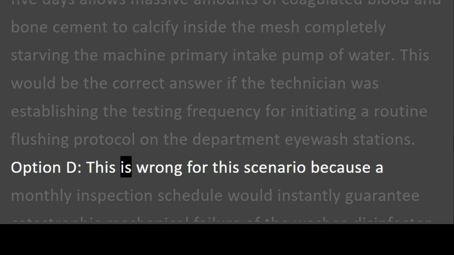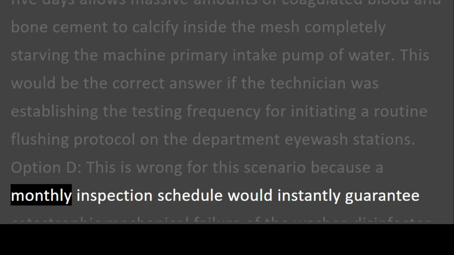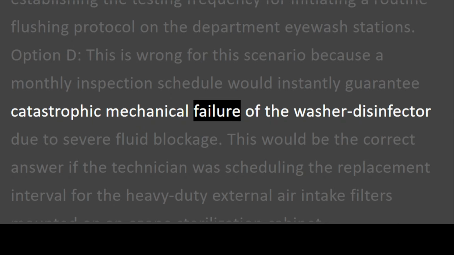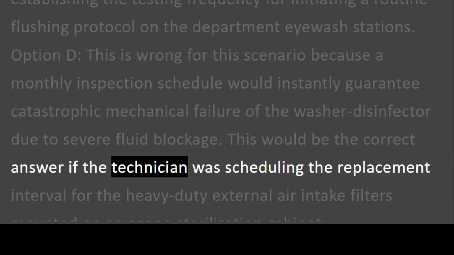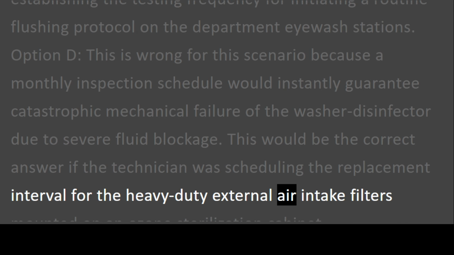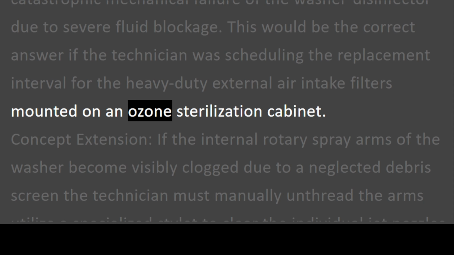Option D. This is wrong for this scenario because a monthly inspection schedule would instantly guarantee catastrophic mechanical failure of the washer disinfector due to severe fluid blockage. This would be the correct answer if the technician was scheduling the replacement interval for the heavy-duty external air intake filters mounted on an ozone sterilization cabinet.